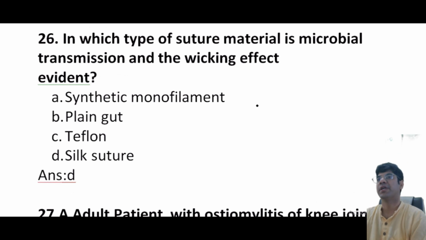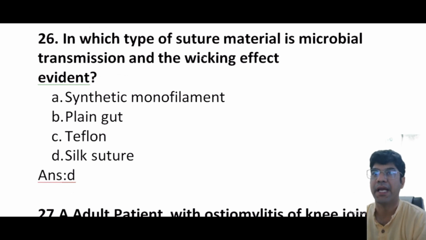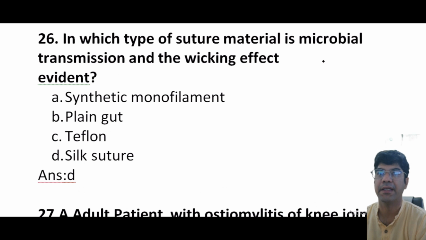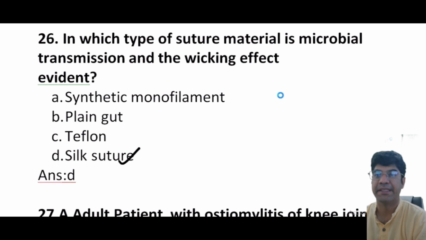In which type of suture material are microbial transmission and the wicking effect evident? The answer is the silk suture. We know silk suture is a braided natural material that is commonly used in surgical procedures. It has certain properties that make it more prone to microbial transmission, and the wicking effect is more common as compared to other suture materials.